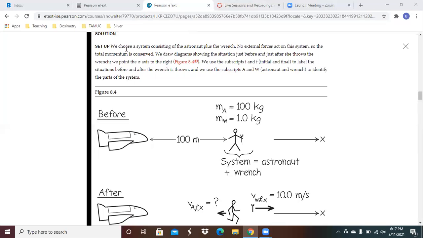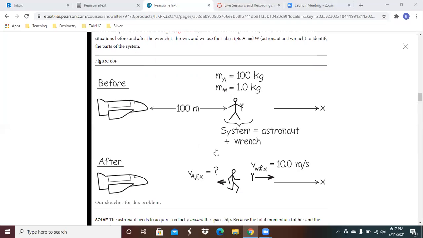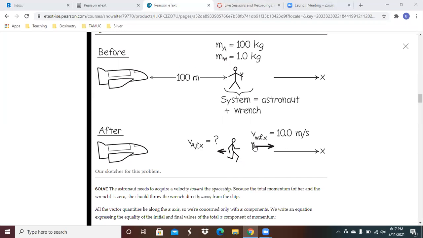So we're going to choose a system consisting of the astronaut plus the wrench. So we've got the ship here, 100 meters away. Here she is with the wrench. We know the mass of the astronaut is 100 kilograms, and the mass of the wrench is 1 kilogram. So this is our system right here, astronaut plus wrench. Afterwards, we know that the velocity of the wrench is going to be 10 meters per second. We don't know what her velocity is going to end up being.